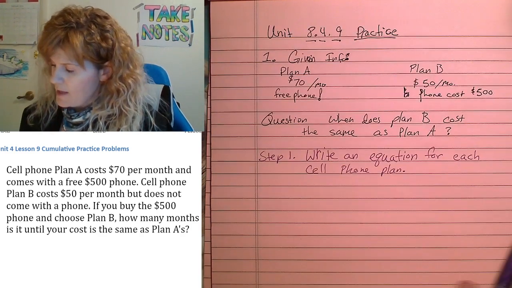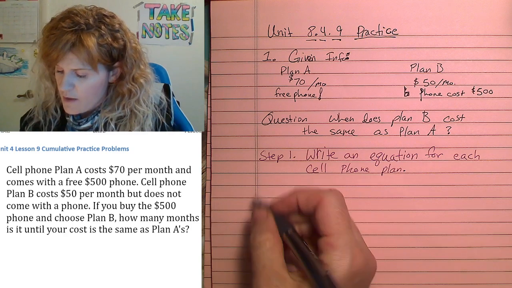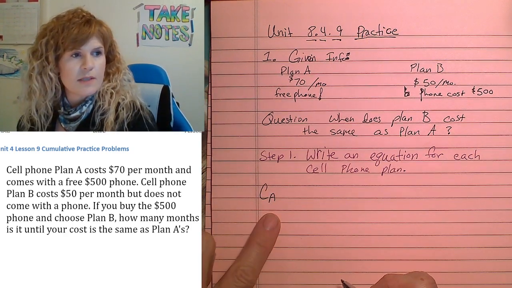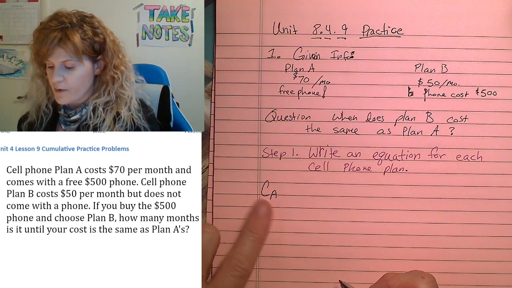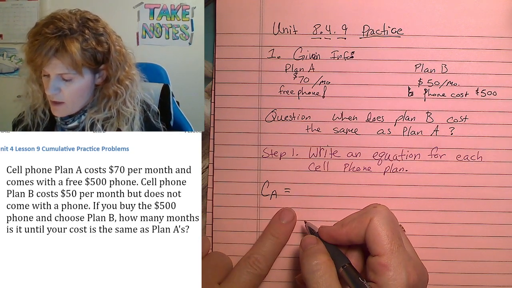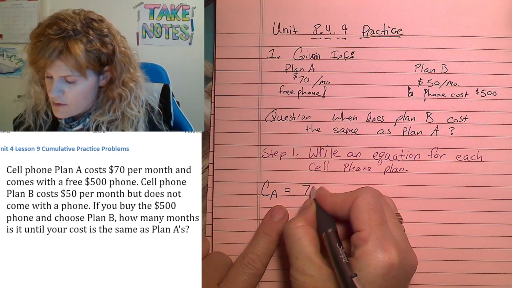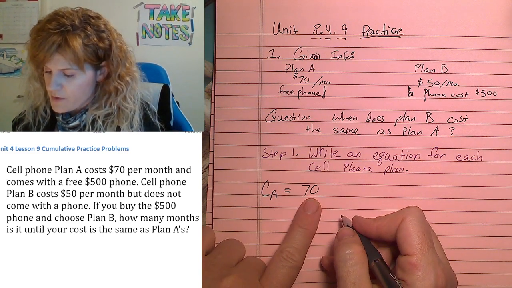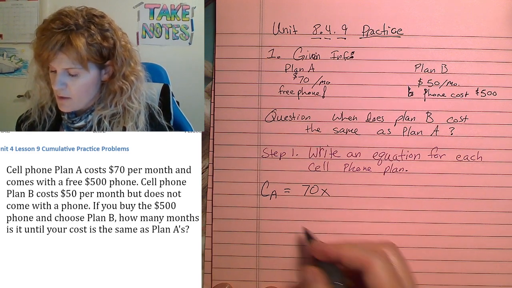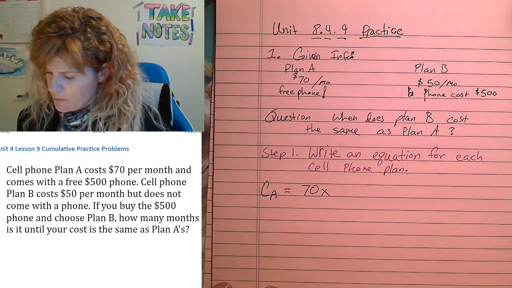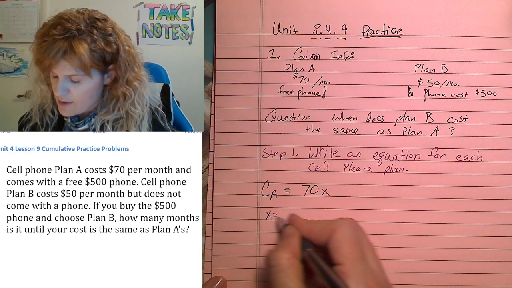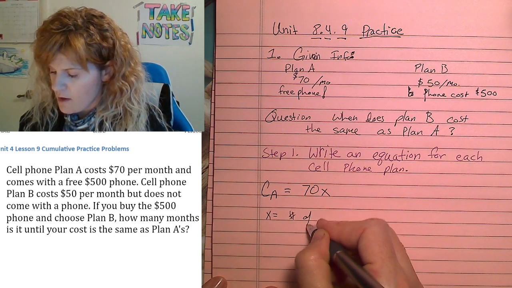Okay, so for plan A, the cost of plan A, I'm going to call that C with a subscript A. It means the cost for plan A, and that equals just $70 per month. So let's call X months. Okay, X equals months. I better write that down somewhere. Here, X equals number of months.